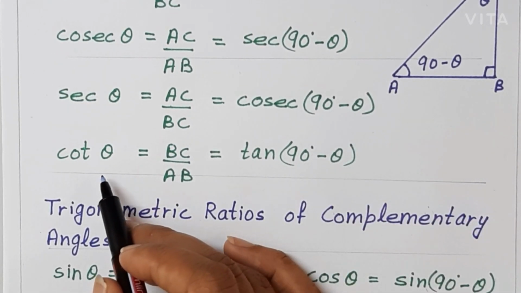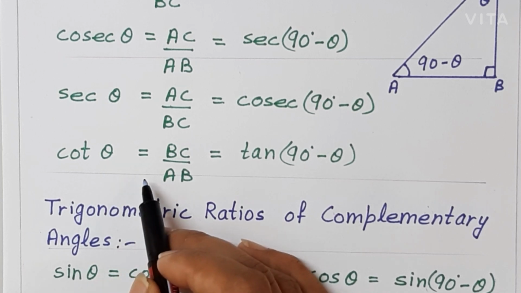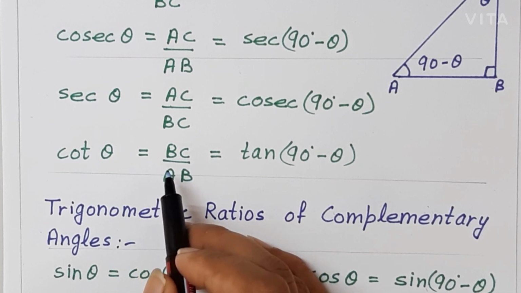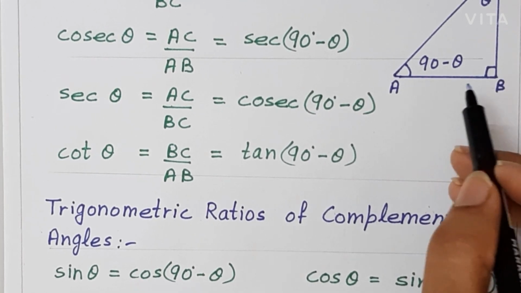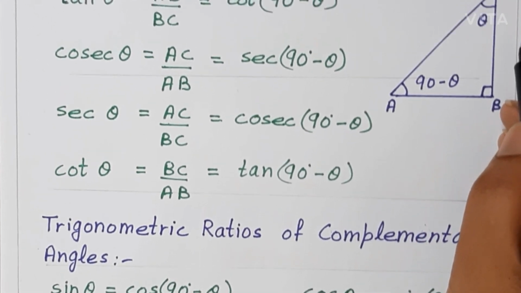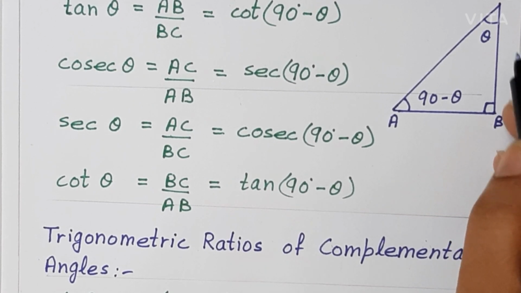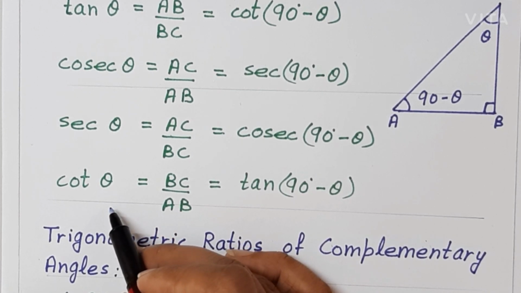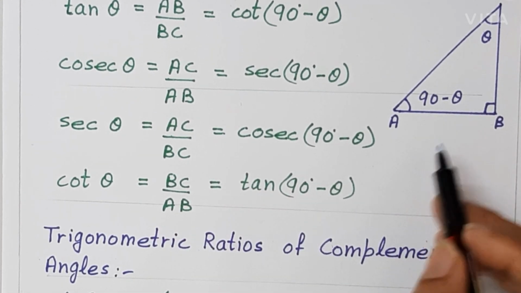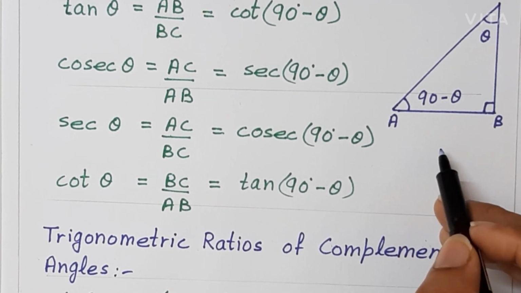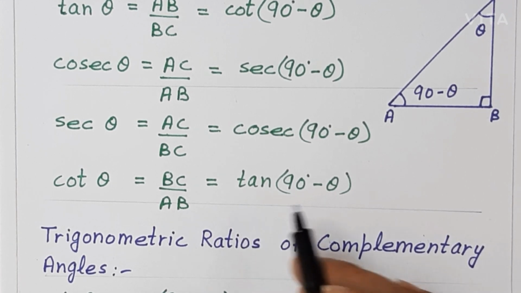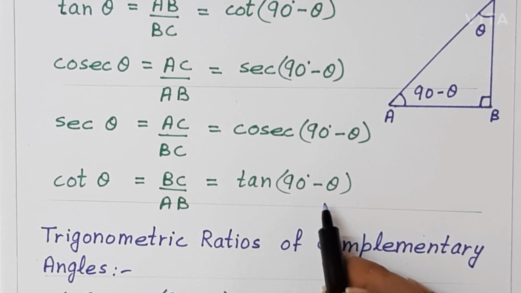Now, the last one is cot theta. What is cot theta? Cot theta is the reciprocal of tangent theta. Now what is tangent theta? Tangent theta is always opposite upon adjacent. If I am considering this as theta, then cot theta will be equal to adjacent upon opposite, that is BC upon AB. Clear? And that will also be equal to tangent 90 minus theta.